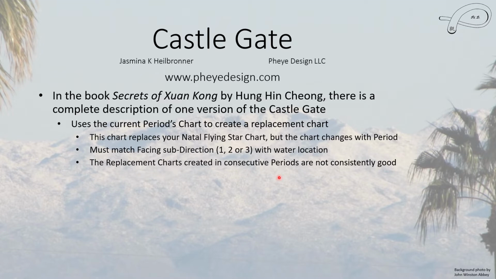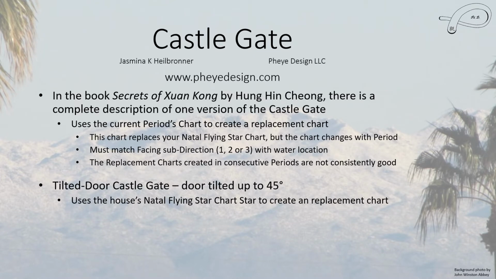But the real problem is that the replacement chart created using his system will change when the period changes, and most of the time the charts created in consecutive periods are not consistently good. I haven't looked at every single one, but of the half dozen or so I've looked at, if you look at what we have for period 8 and what we have for period 9, if it's good for period 8, it's not good for period 9. So this is the real disadvantage of this, and I do not use this type.